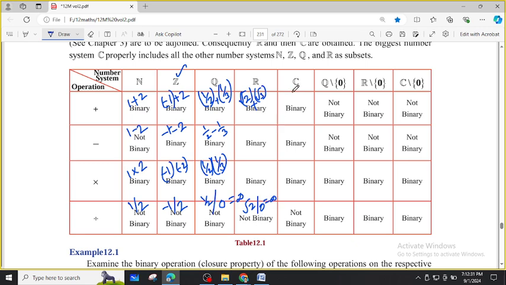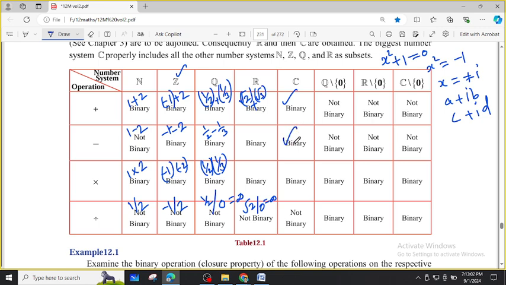Now complex numbers. When you talk about complex numbers, you know that x square plus 1 equal to 0, which means x square equal to minus 1, x equal to plus or minus i. So we have the complex number system. So addition of complex numbers is a complex number. a plus ib is one complex number, c plus id is a complex number. If we add, again we get a complex number. So addition of complex numbers is a complex number, so it is a binary operation.